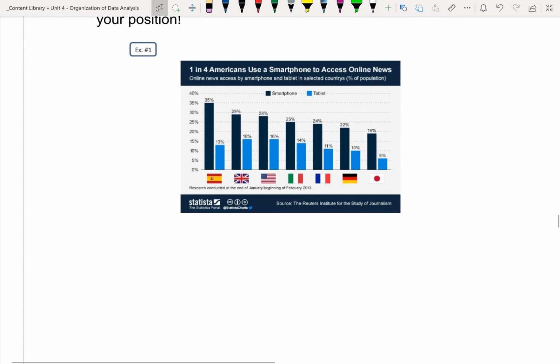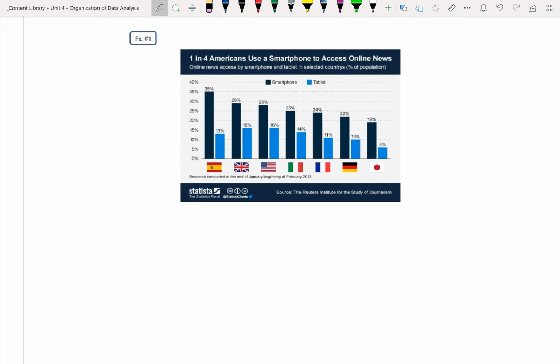So if we look at a couple of graphs, just to take a look and see if there's any bias and see if they're valid or not. One thing you want to look at is our source, the Reuters Institute for the Study of Journalism. You could argue that that's a fairly reputable source. It's not just a random place online.